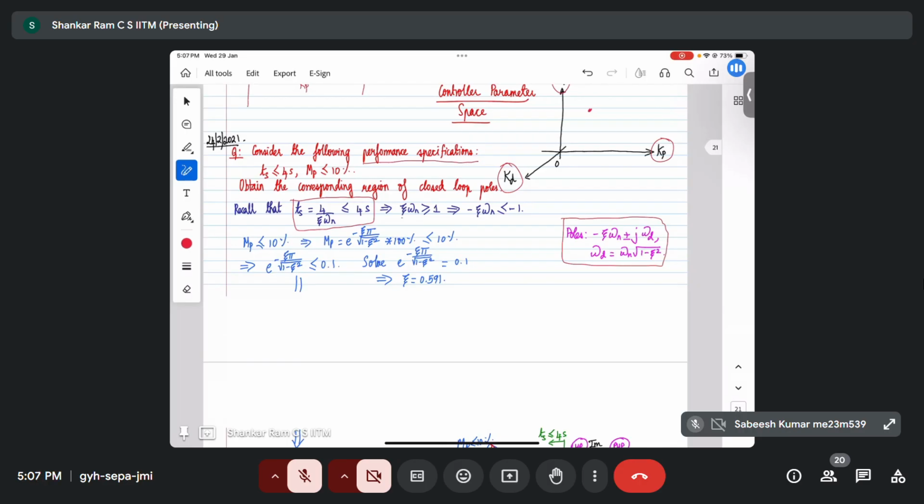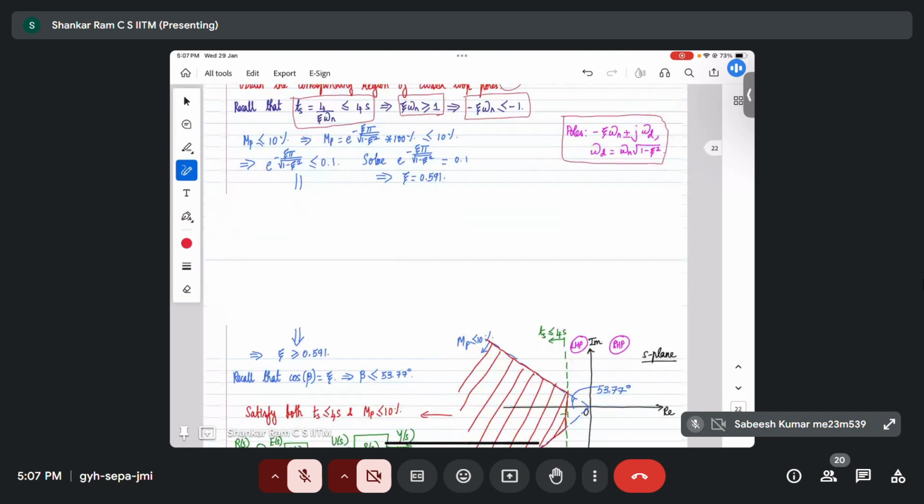If you process this, we get zeta omega n to be greater than 1. And if we multiply by minus 1 on both sides, the inequality gets flipped. Why did we do this? Because if we look at this, I'm reproducing the below diagram. I'm redrawing it again, one step at a time.